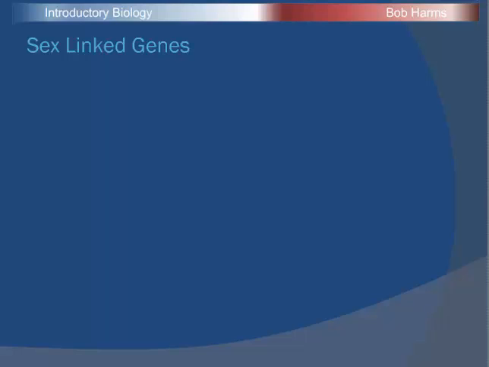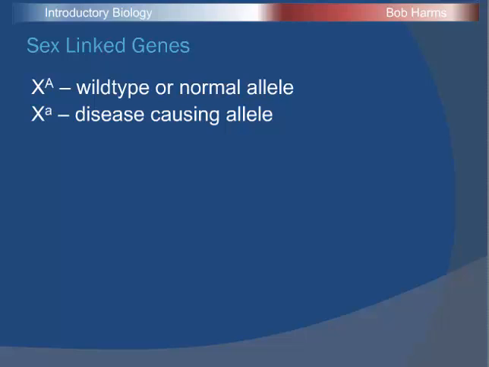So let's take a look at how this works. Let's say we've got 2 alleles, a wild type or healthy allele. We'll call that X superscript A. Okay, X because we're on the X chromosome, with our superscript A. And then let's say we've got an allele associated with a genetic disease or disorder, and we'll call that X with a little a, because most of these certainly are recessive.